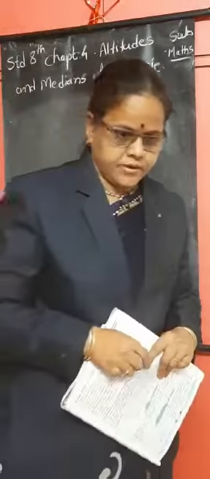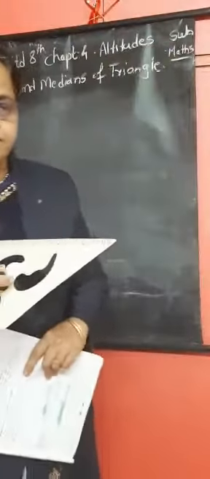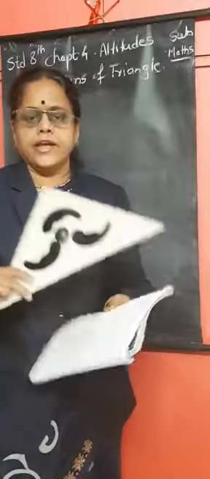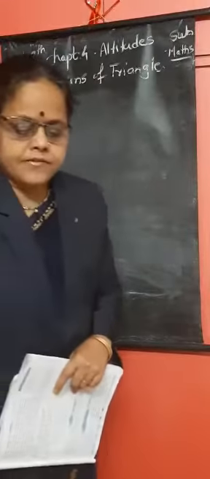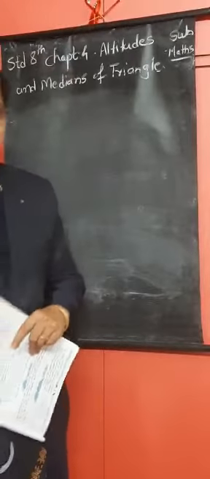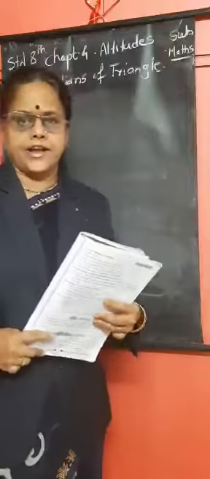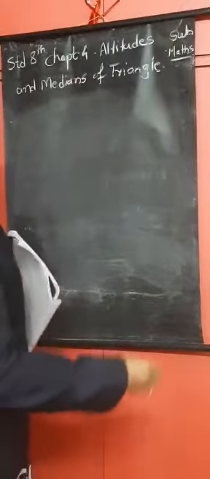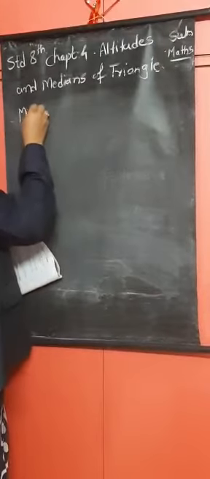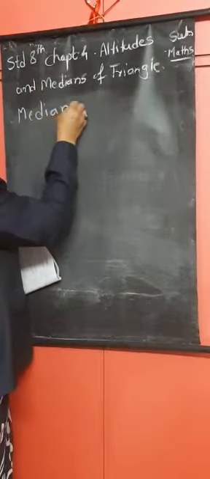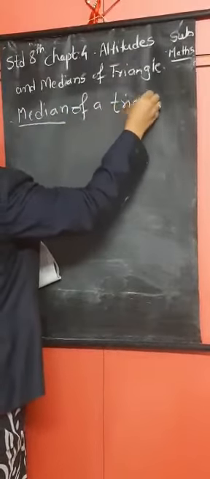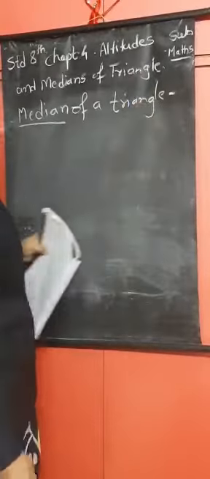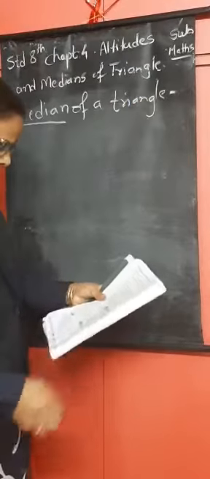Hello student, with the help of this set square, we saw how to draw an altitude of a triangle. Today we see how to draw medians of a triangle. Medians of a triangle. Median in Marathi is called मध्यगा. We see how to draw the median of a triangle.